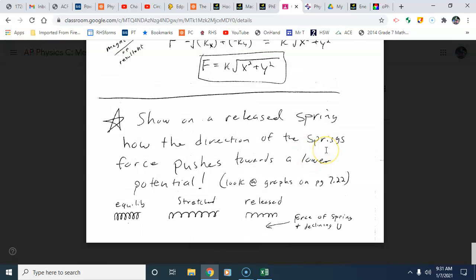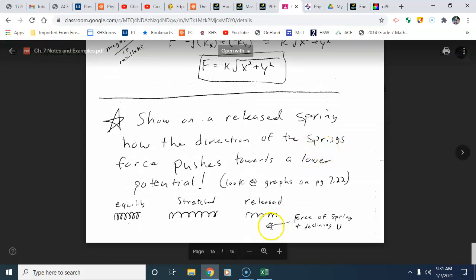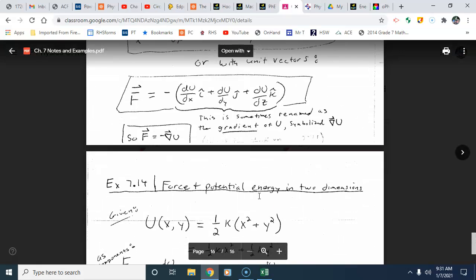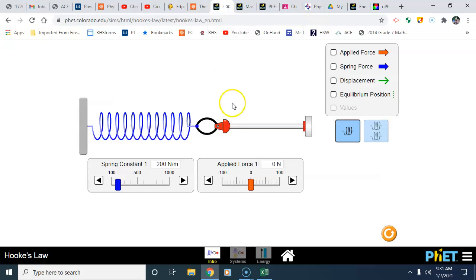I'll use a simulation. I have something that says look at the graphs on page 7.22, but we're going to see some simulated graphs here that are probably even better. All right, so let me go to one of the simulations again. It's all actually due to something we already talked about. All right, we used this simulation earlier this week.